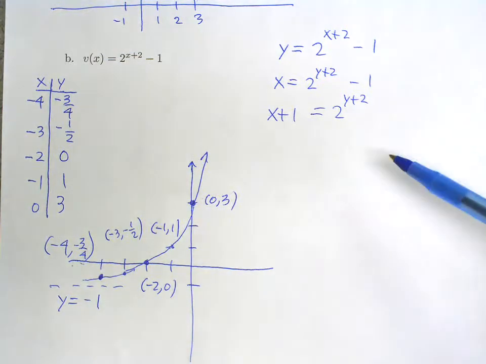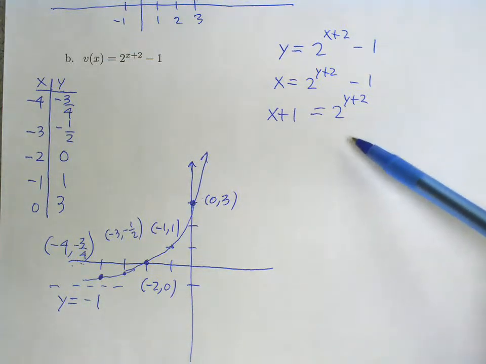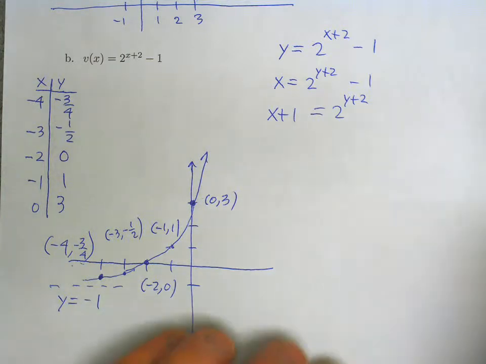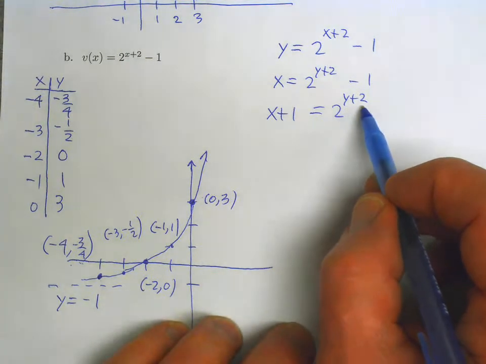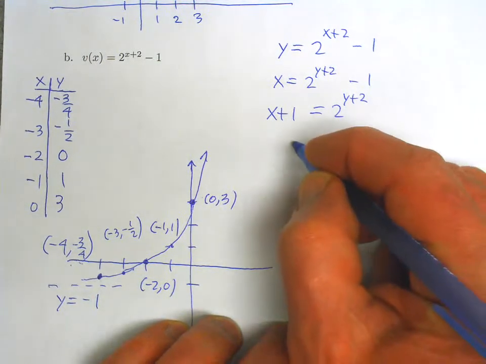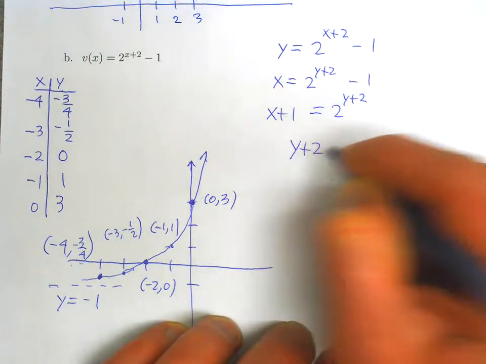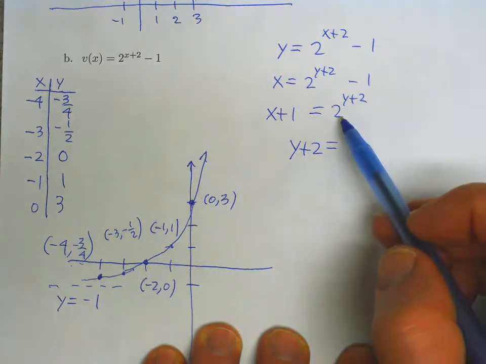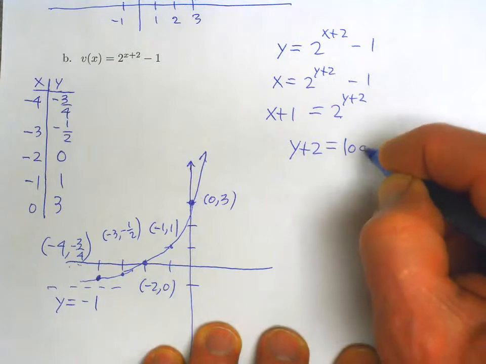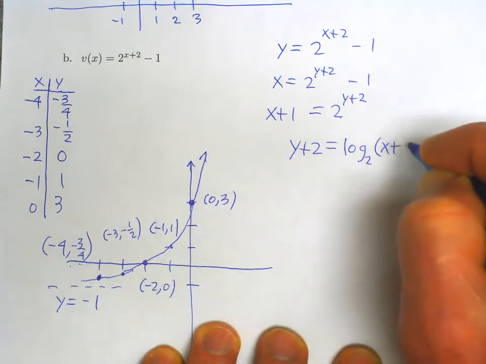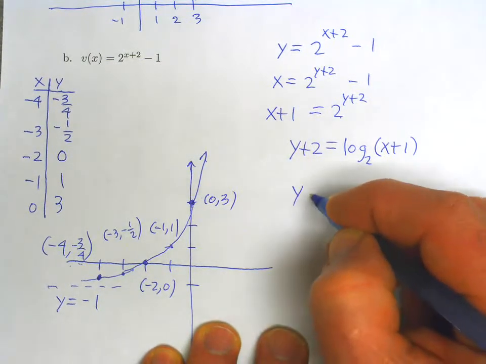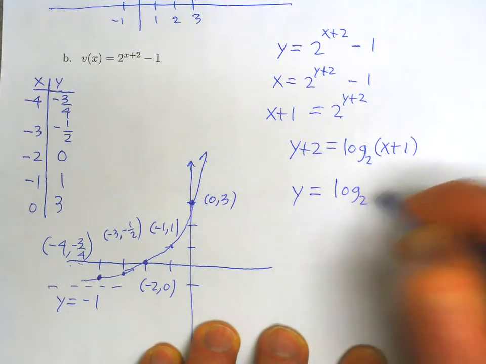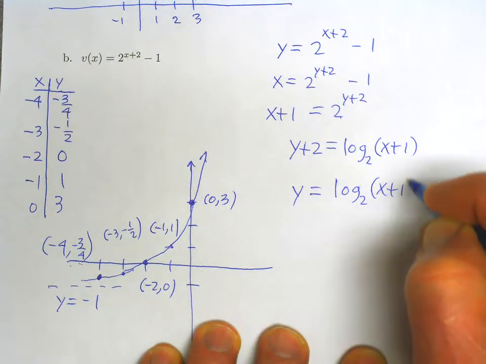And then we'll convert this exponential equation to its logarithmic equivalent. The exponent is y plus 2. So the exponent y plus 2 is equal to a logarithm. It's the base 2 logarithm of x plus 1. And then we subtract 2 from both sides. So y equals log base 2 of x plus 1 minus 2.